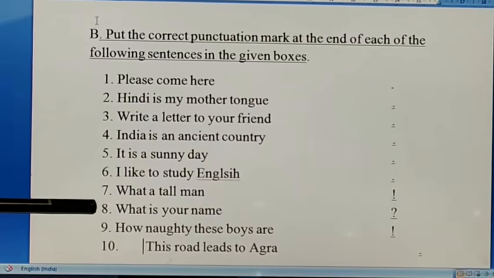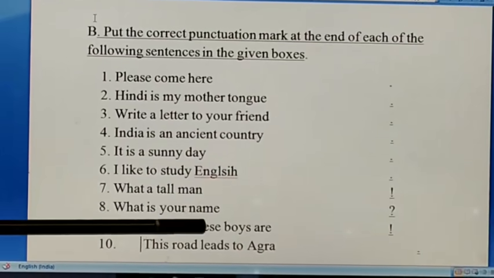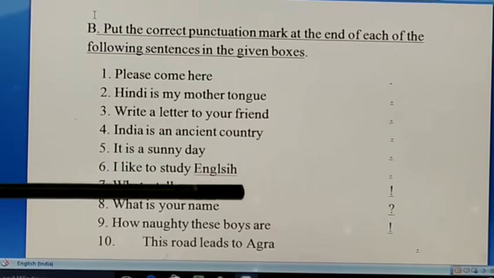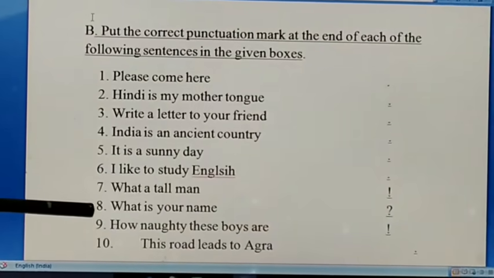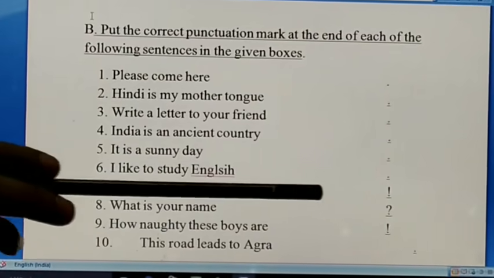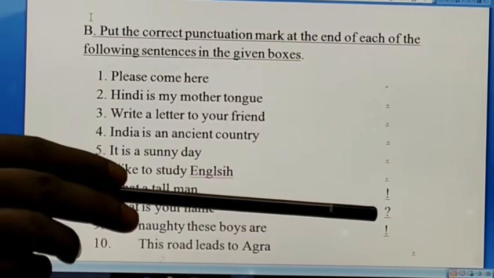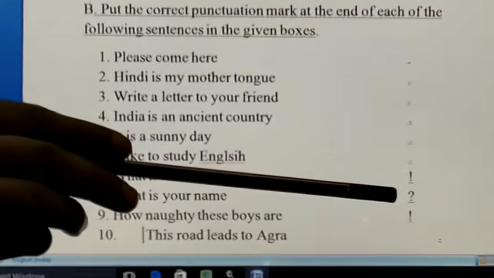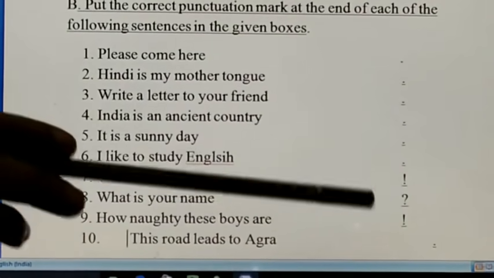Okay. Now 8th one. What is your name? Now students, just see this question. What is your name? So what are you going to write? Question mark, because you are asking a question. What is your name? So you have to write a question mark here in the box.